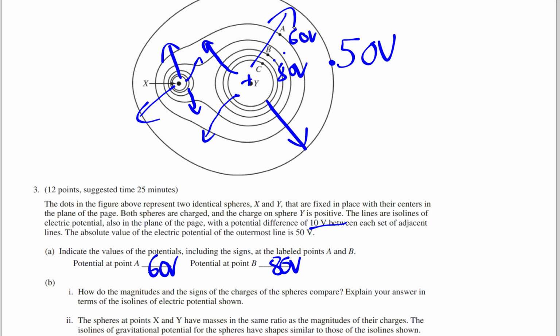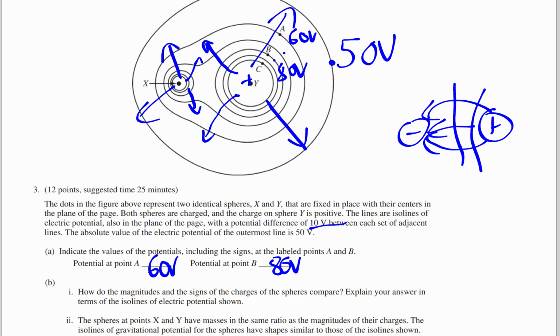If they were opposite charge, we would have this is positive and this is negative. The electric field lines would look like that, which means the equipotential lines would look something like that.